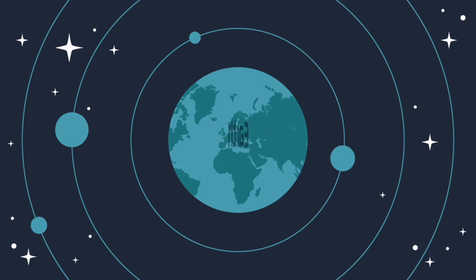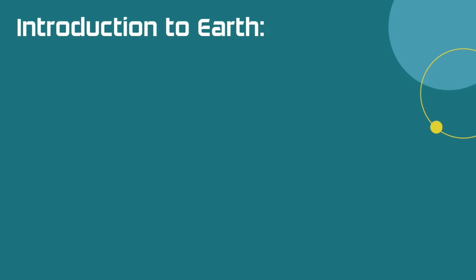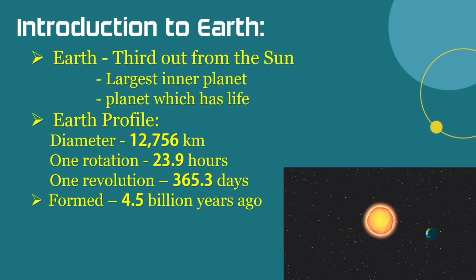Today we are going to learn about Earth. Introduction to Earth. Earth is the third planet from the Sun. It is the largest inner planet which has life. Earth's profile: its diameter is 12,756 km, 23.9 hours for one rotation and 365.3 days for one revolution. It formed 4.5 billion years ago.